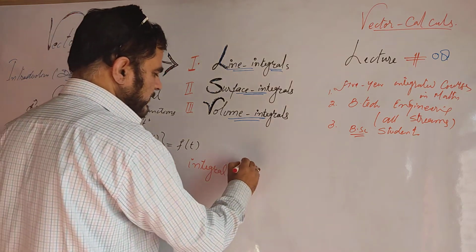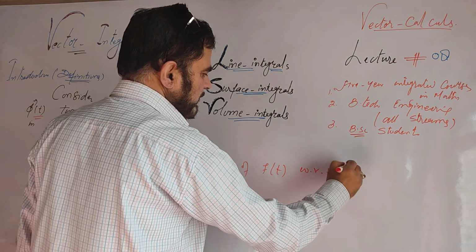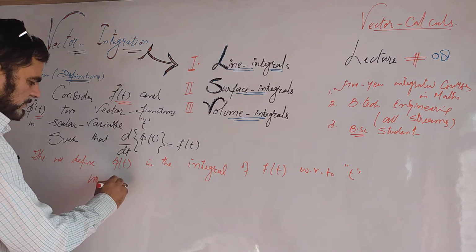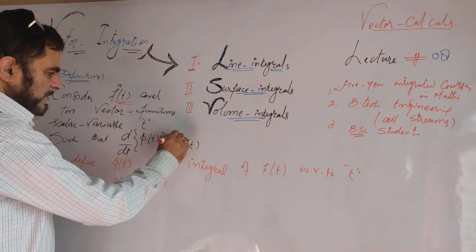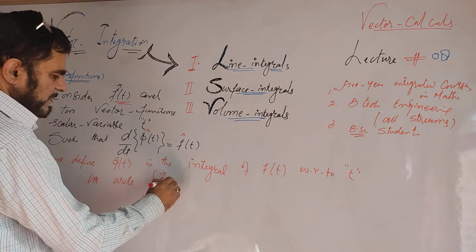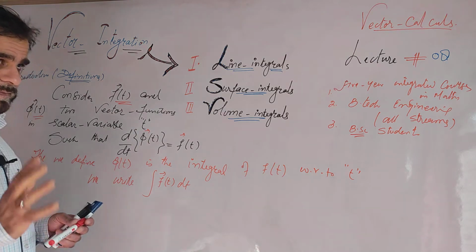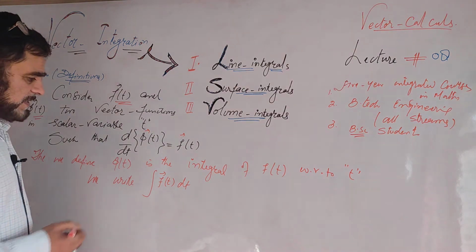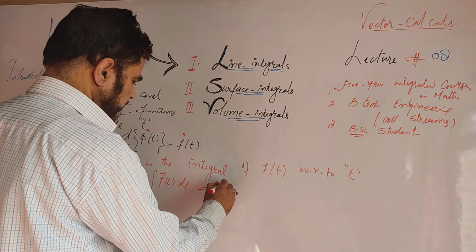It is the integral of f of t with respect to variable t. Phi of t is the integral of f of t with respect to t. And we write the integral of the vector point function f of t. I write here vector notation so that you have a little bit of difference between an ordinary function and this vector function. The integral of vector function f of t with respect to t will be phi of t.